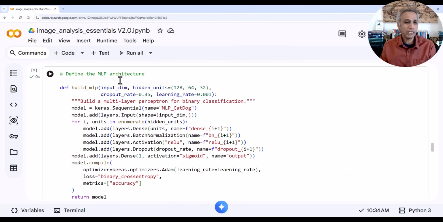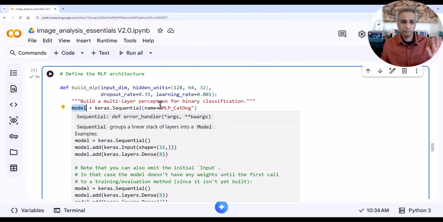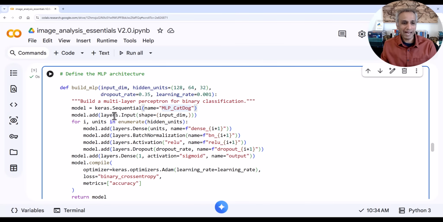And the way we define the MLP architecture, the multi-layer or neural network architecture, we are using Keras in TensorFlow. So let's go ahead and use the sequential method within Keras, and I'm giving it a name, MLP cat dog. So I created a new blank model with nothing. Okay, to that blank model, I'm adding an input layer of whatever the input dimension shape.